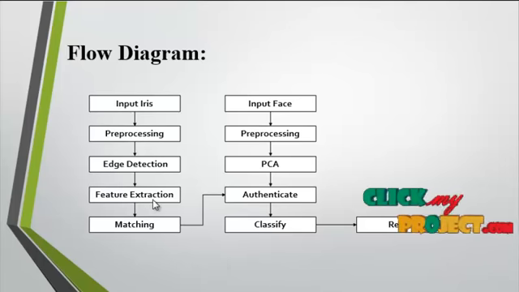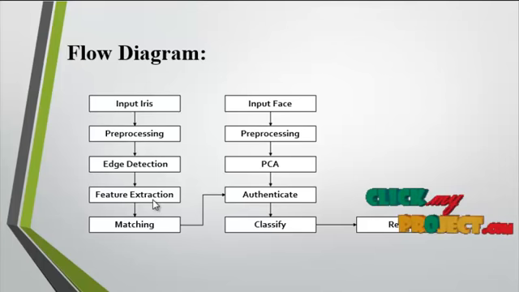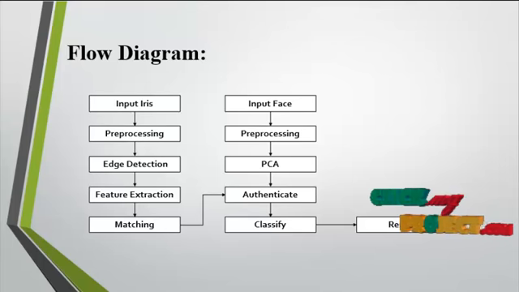Then the feature extraction is carried out. The feature extraction is carried out using the Radon transform. By applying the Radon transform to the image, we can extract the feature from the image.